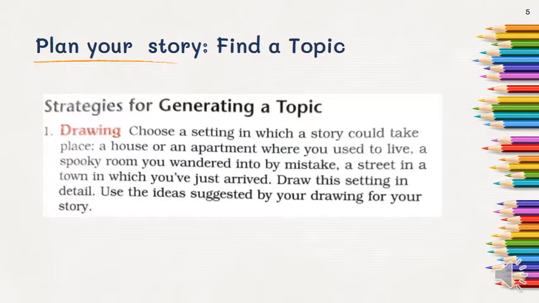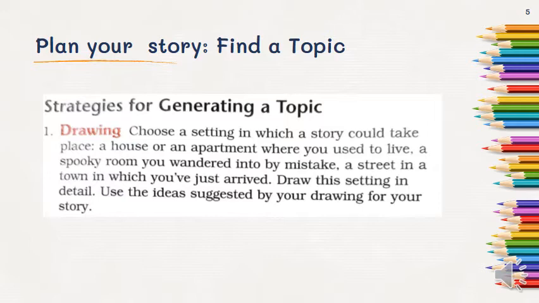So, how to plan your story? First of all, find a topic. Here we have two strategies to help you generate a topic. The first one is drawing, and the other one is free writing. For drawing, choose a setting in which a story could take place: a house or an apartment which you used to live in, a spooky room you wandered into by mistake, or a street in a town in which you've just arrived. Draw this setting in detail. Use the ideas suggested by your drawing for your story.